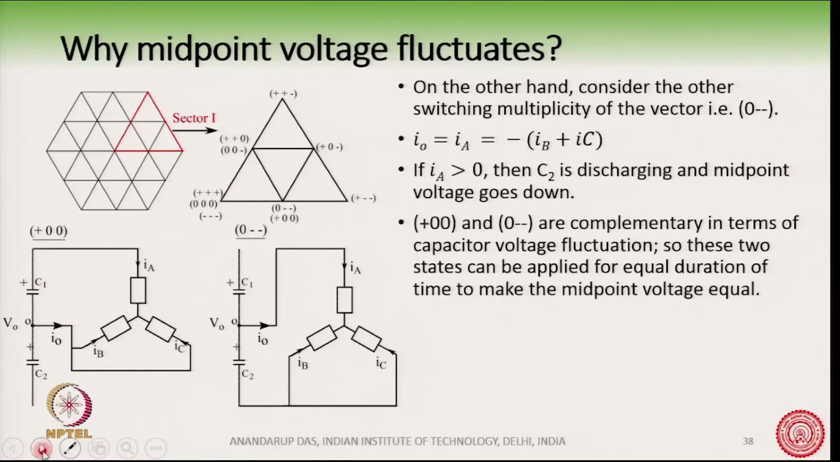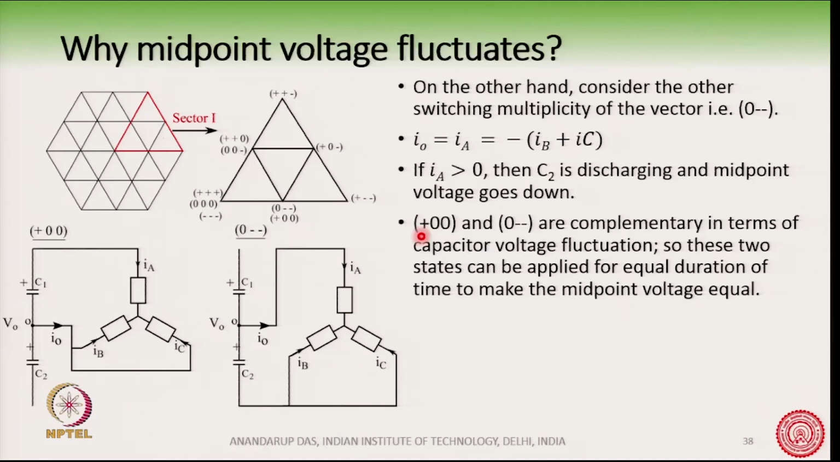Take the other case. Take the other switching multiplicity, the 0 minus minus. So, we have seen what happens with plus 0 0 multiplicity. Now, let us see what happens with 0 minus minus.